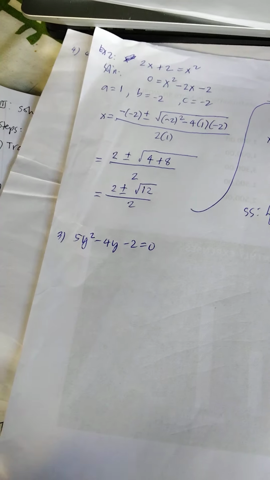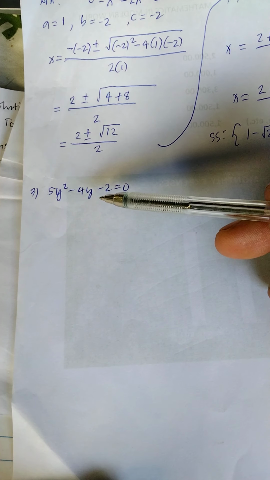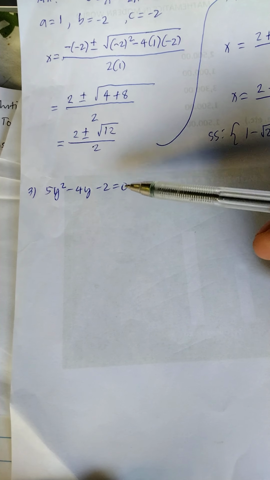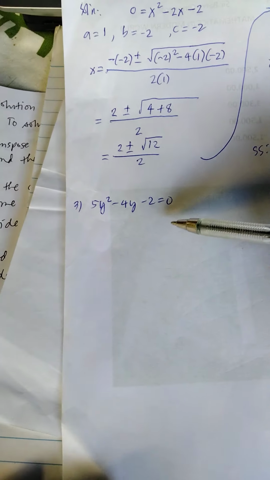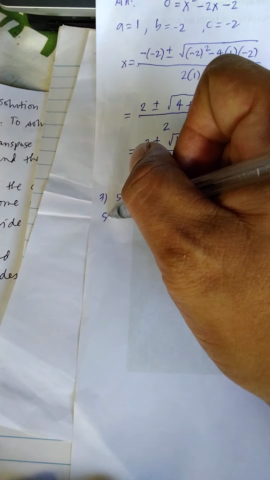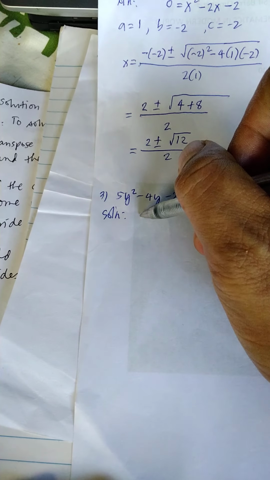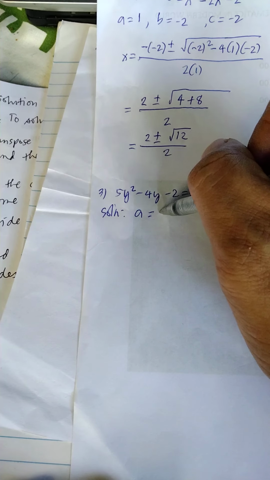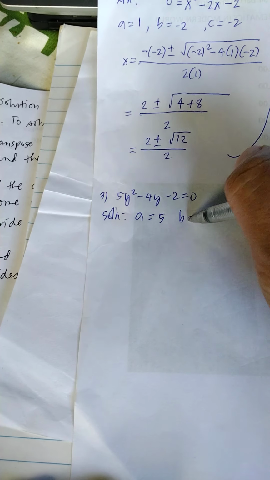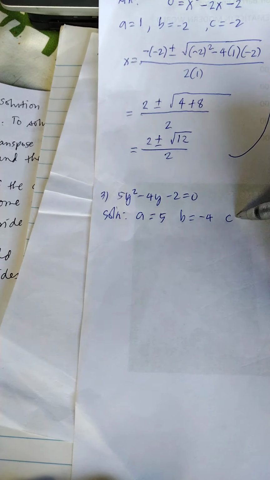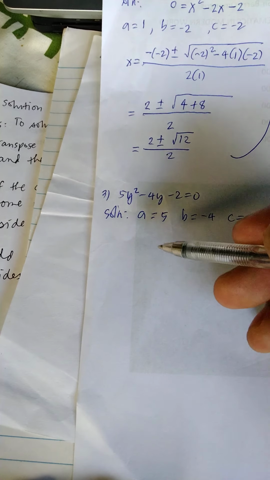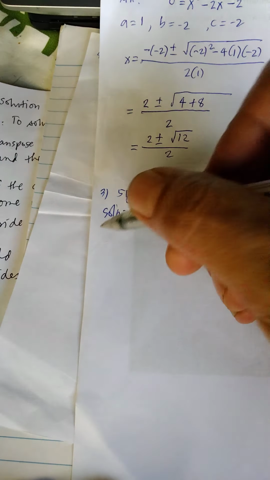Okay. Now, let's move on to our third example. You are given 5y squared minus 4y minus 2 is equals to 0. So, this is already in standard form. So, directly identify the values of your A. A is 5, B is -4, C is -2. Then substitute these values again to the quadratic formula.